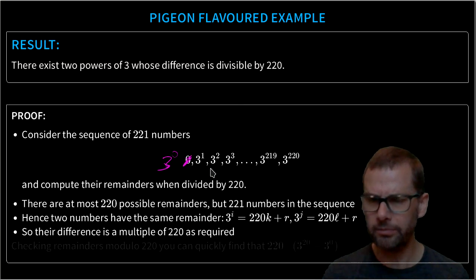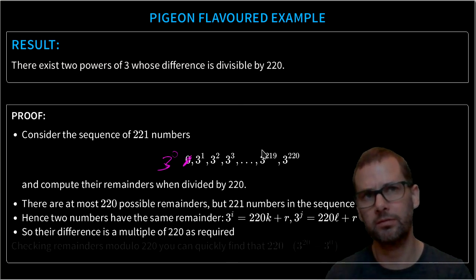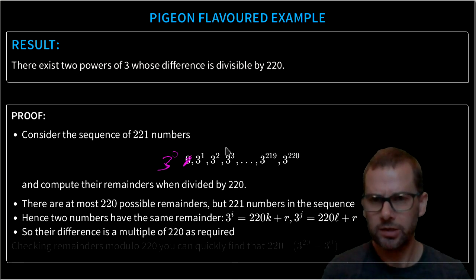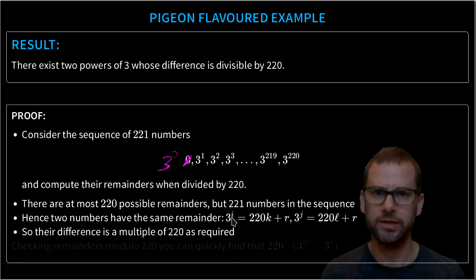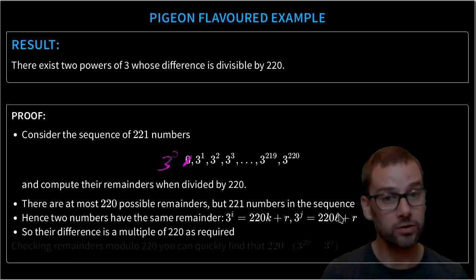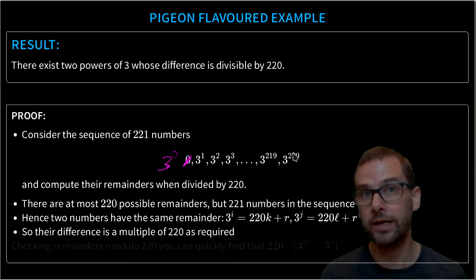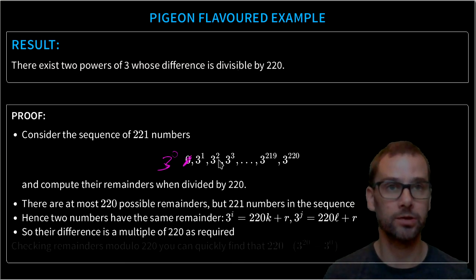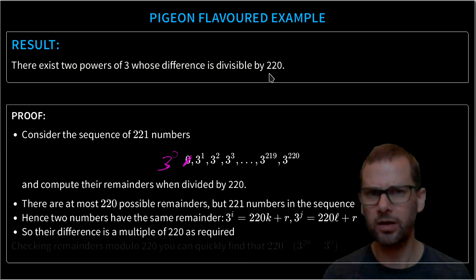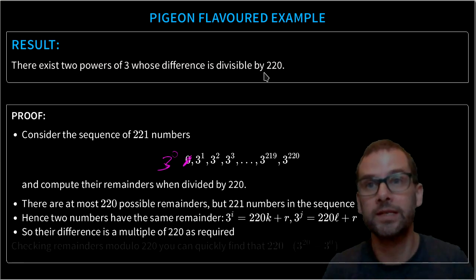So when we compute all of those remainders, two of those boxes must have two things in them. That is, there must be two numbers, 3 to the i, 3 to the j, that when I divide by 220, have the same remainder. Because I have 221 numbers that I'm going to divide by 220 and look at their remainder, but there can only be, at most, 220 remainders when I divide by 220. So one of those boxes has two things in it.